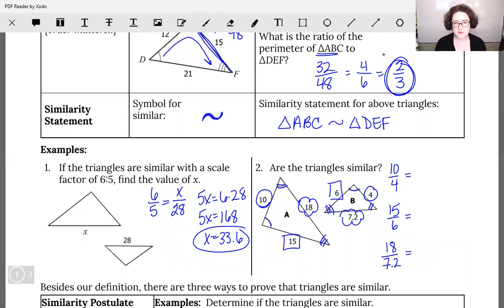So I'm just going to throw these all in the calculator and do a division to see what numbers come out. So 10 divided by 4, I'm getting 2.5. 15 divided by 6, again, 2.5. 18 divided by 7.2, I get 2.5 out of all of them, so the triangles are similar.